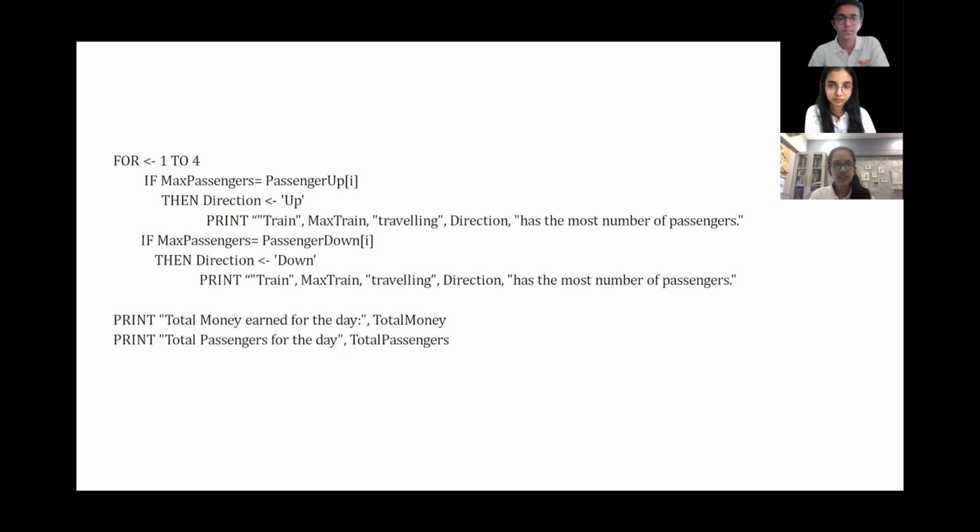And finally, towards the end, print statements are used to display the total money earned for the day and the total passengers that have traveled on all 8 of the journeys. So this is the end of the pre-release material in terms of the pseudocode. However, now we will be showing you the Python version of the same.